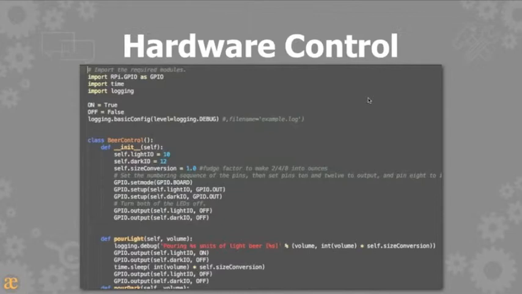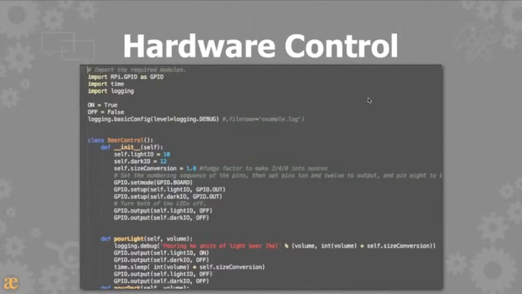All right, so we drive our light beer pin on, so actually low in our case, but it doesn't matter. We turn it on, and then we go to sleep for some amount of time: the volume times the size conversion. So the volume was 2, our size conversion is 1, so we go to sleep for 2 seconds. If our pressure was really low, then maybe our size conversion would have to be 1.5, and we would go to sleep for 3 seconds instead.